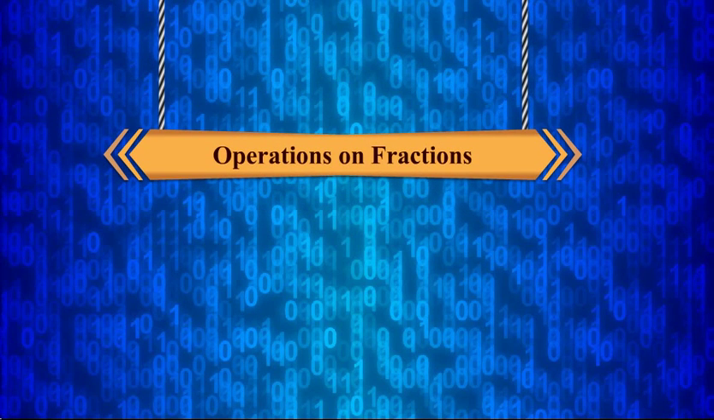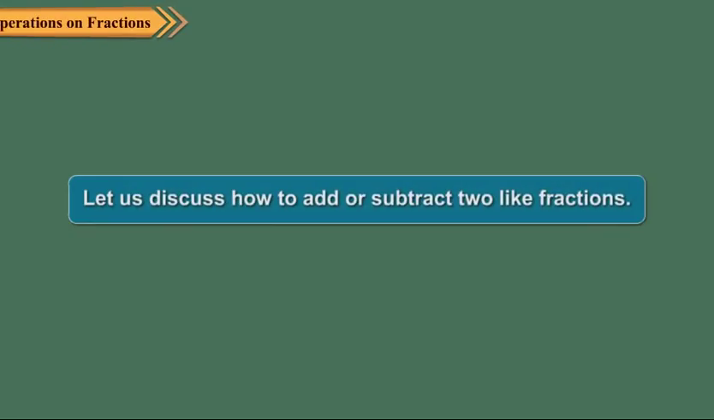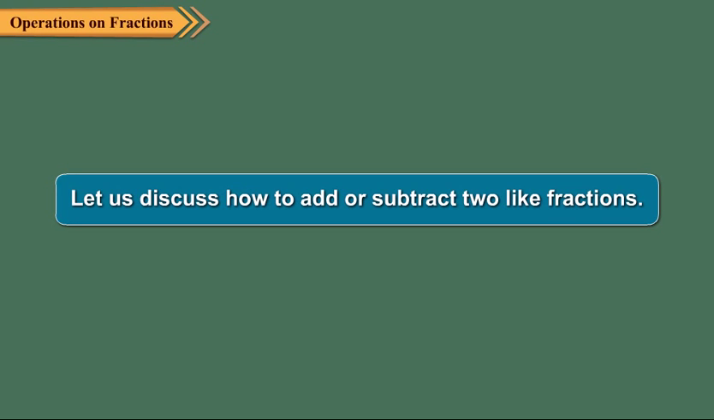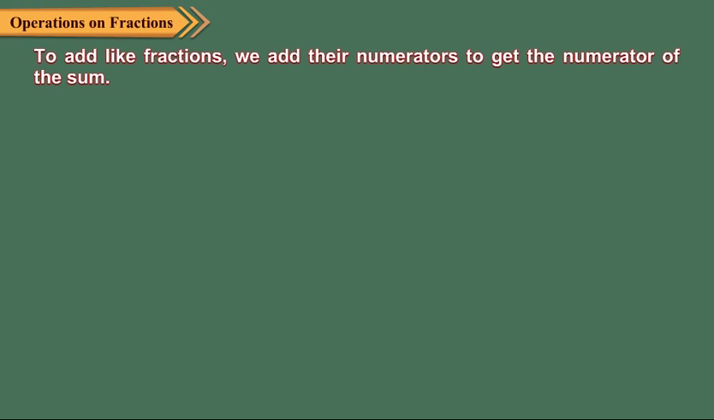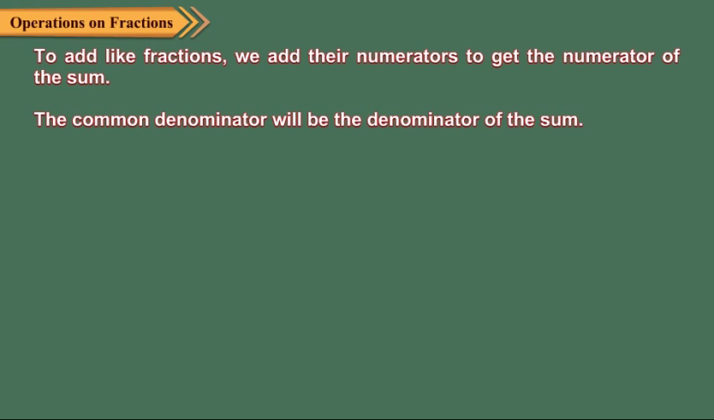Operations on fractions. Let us discuss how to add or subtract two like fractions. To add like fractions, we add their numerators to get the numerator of the sum. The common denominator will be the denominator of the sum.